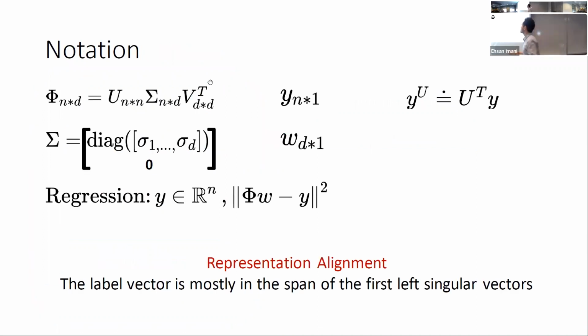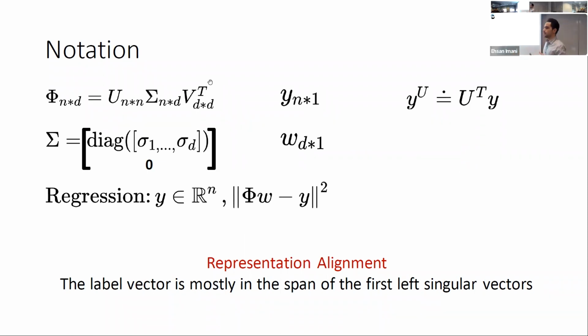Just some notation first. The talk is not going to be mathy, but we just need some concepts. We have a representation matrix phi that's n by d. It has n rows, one for each data point, and it has d columns, one for each feature. That's the representation we obtained from that neural network. And if you do singular value decomposition, or SVD, on that matrix, you'll get these three matrices, U, sigma, and V.